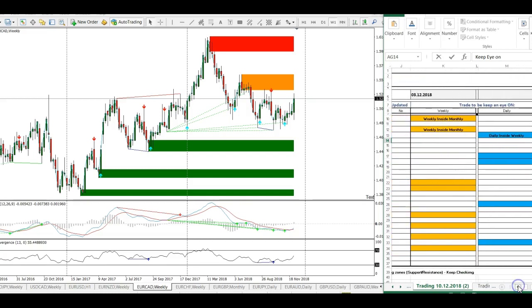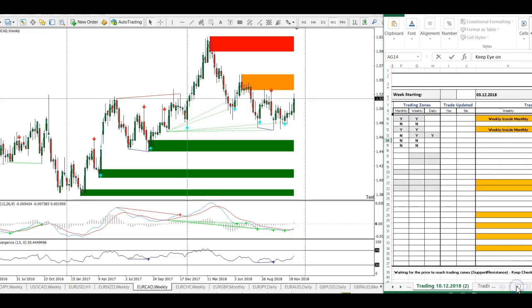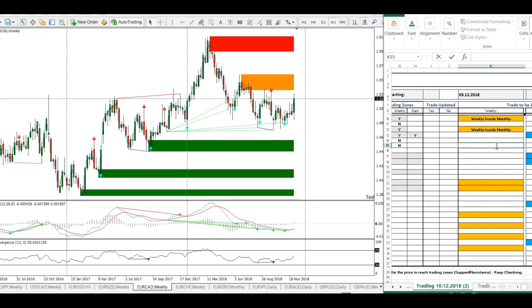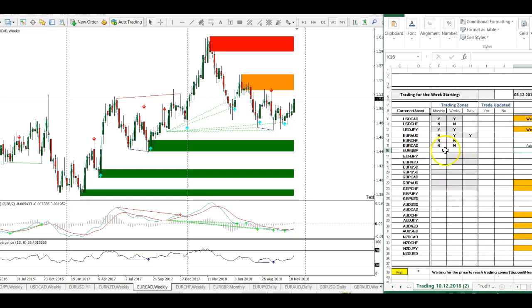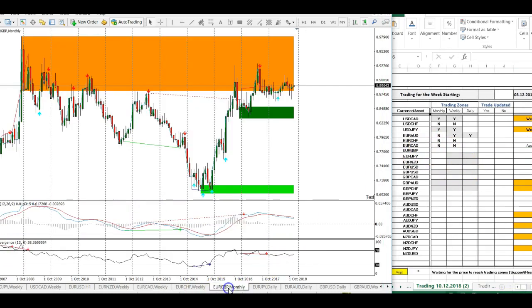And we'll also put it in here, approaching weekly. So we have it marked to keep an eye on. But at the minute, no trade. Get ready to load the next trade, Euro pound. Are we at a monthly?